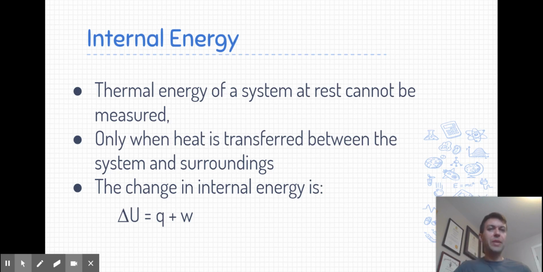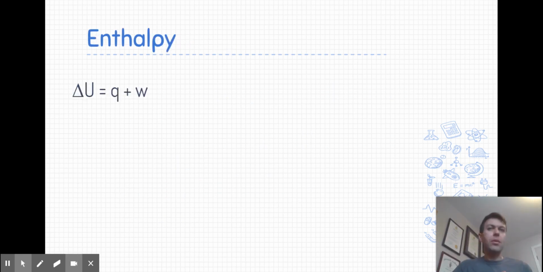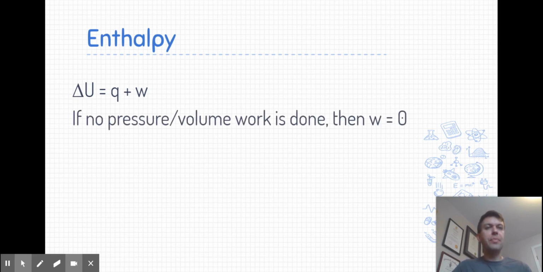A good example would be thinking about a balloon that is on the top of a test tube that's producing some gas, and the gas expands the balloon. So there's work done increasing the volume of the balloon. What we want to do for our purposes is to simplify this equation and get rid of one of these terms. And the term we want to get rid of is the work term.